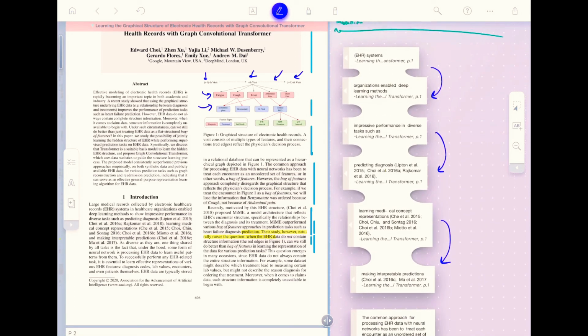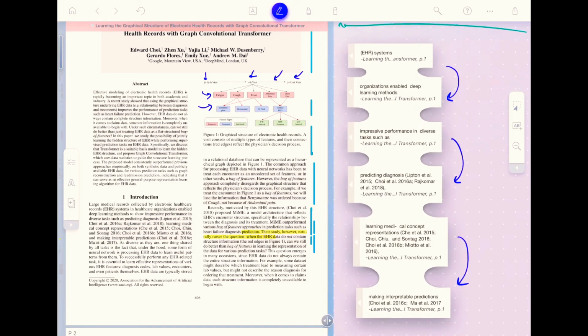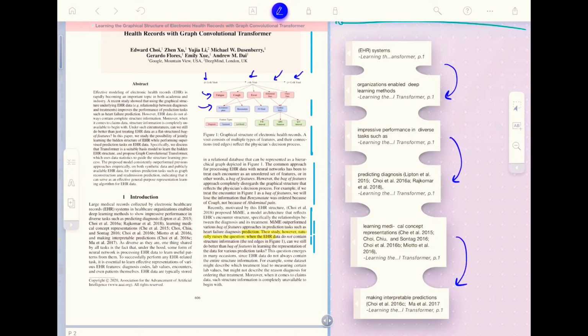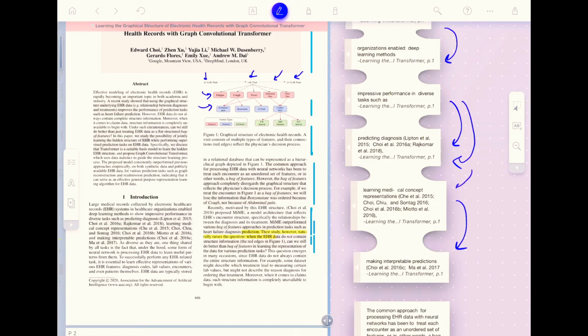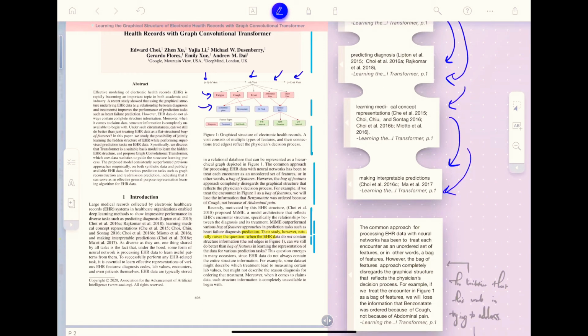So let's go over the introduction of this work. EHR systems have enabled deep learning methodologies and have resulted in impressive performance in diverse tasks such as, and this part is important because it goes over some of the main tasks associated with electronic health records: predicting diagnosis, learning medical concept representations, and making interpretable predictions. So these are very important.